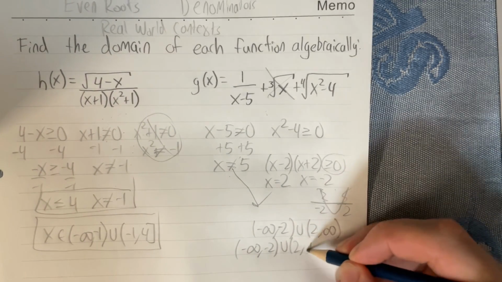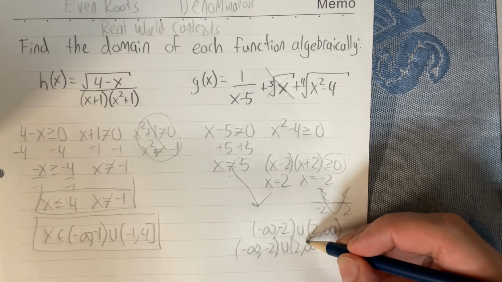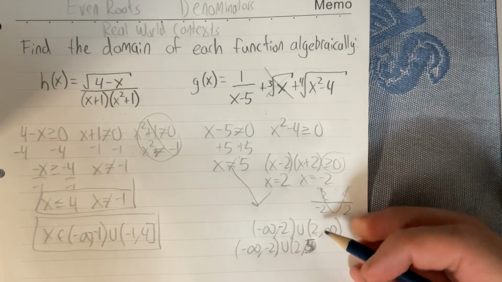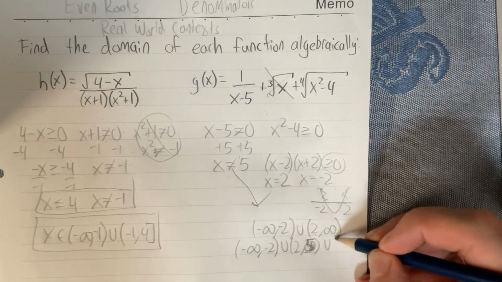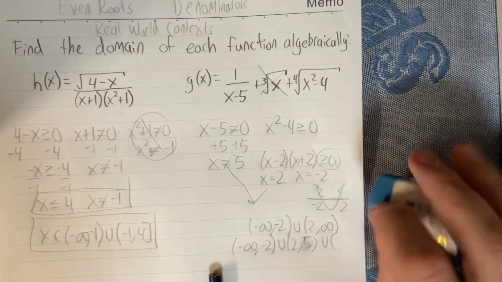2 to infinity. Oops. I wish I had an eraser. 2 to 5. I really wish I had an eraser here. Wow, I do have an eraser here. That was magical.